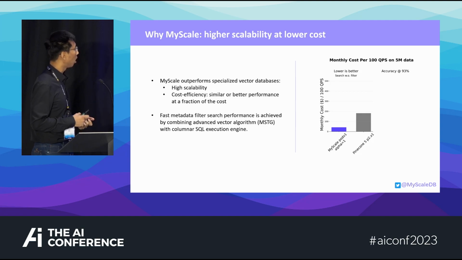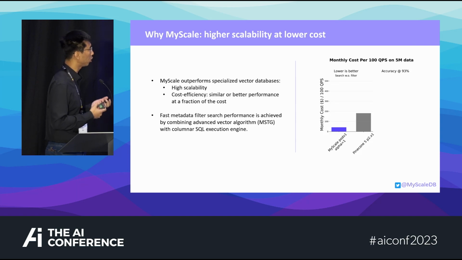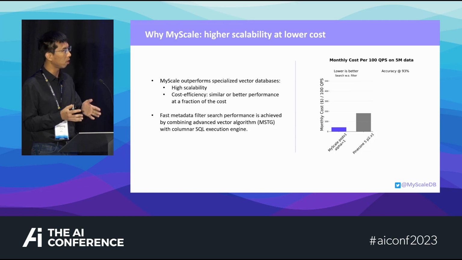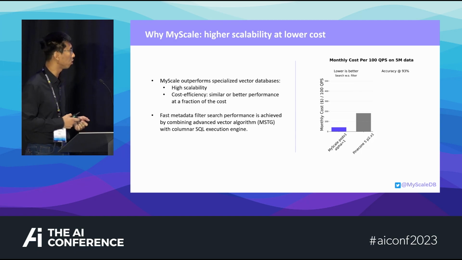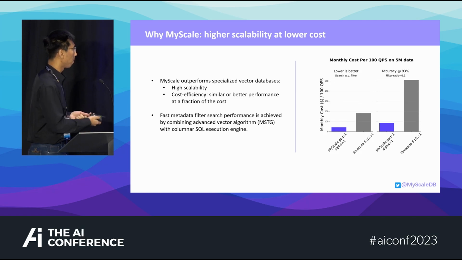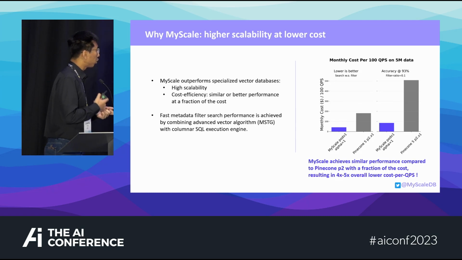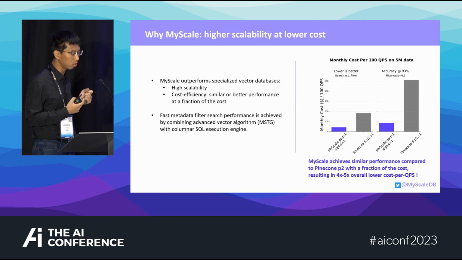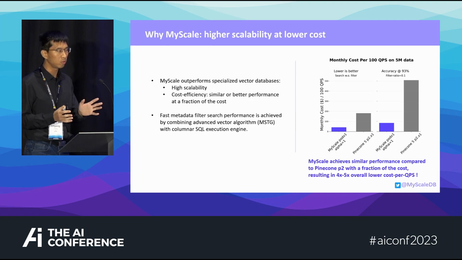And also, by combining advanced vector algorithms with a fast columnar SQL execution engine, we achieve even better metadata filtering search. So you first filter on the structured data, then perform the filtered vector search. And in this case, our performance is even higher. So it achieves similar or faster performance at a fraction of the cost. It's 4 to 5 times more cost efficient than the alternatives. So at the same price, you can put 5 times more data into our database.